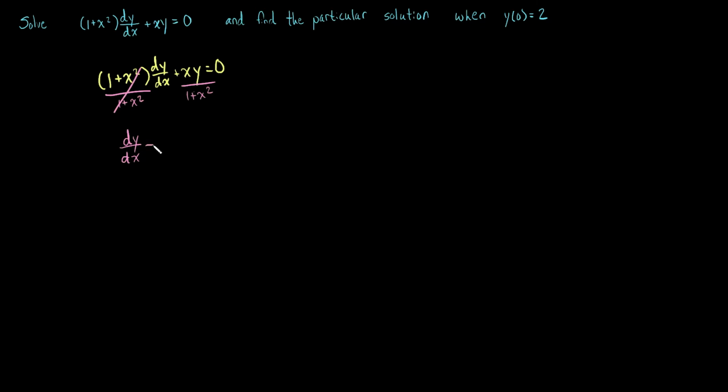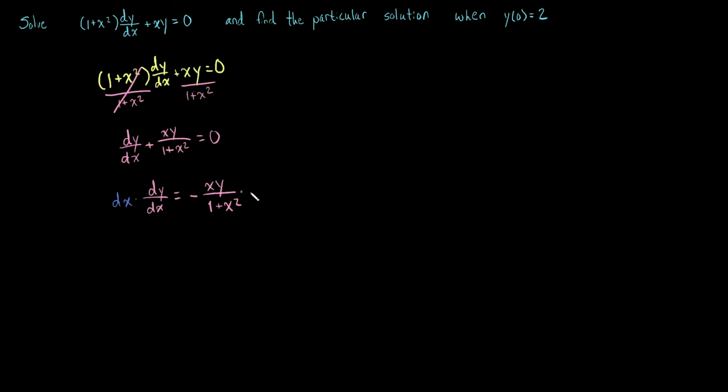dy over dx plus xy over 1 plus x squared is equal to 0. We can go ahead and move this term to the right-hand side, so we get dy over dx is equal to negative xy over 1 plus x squared.